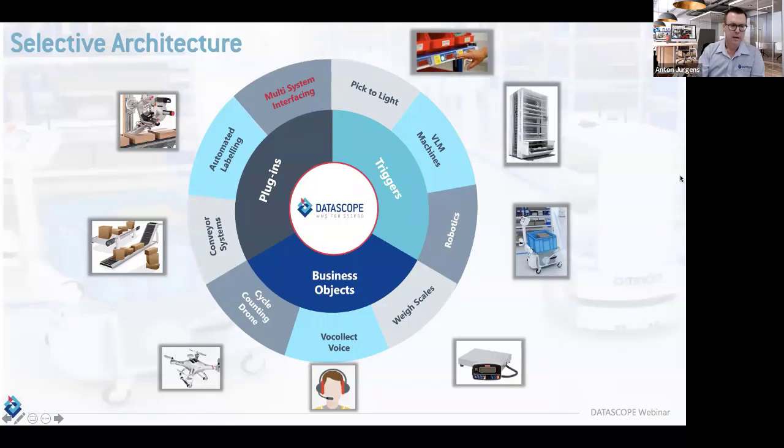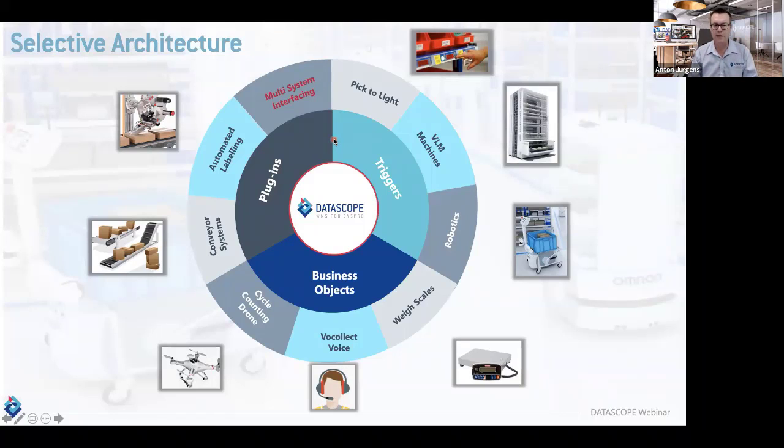Right, let's go on. So just briefly, just to position where Selective Architecture comes in, what we have seen over the years, as we've implemented the DATASCOPE software into larger and larger distribution and manufacturing intensive businesses, is that there's a need to integrate the software with other third-party software or hardware, right? So here are just some examples just to position where we fit here.